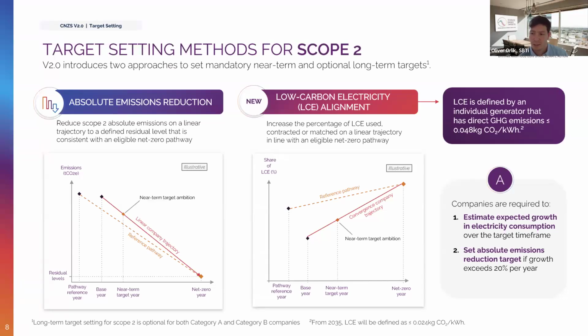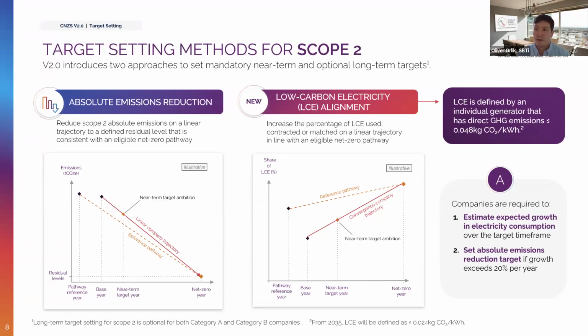But if you're moving towards low carbon electricity as a target, you will then steadily decarbonize those overall scope 2 emissions. We have a bit of a safeguard in there, which is if you are expecting to grow your electricity consumption by over 20% a year, you're required to set an absolute emission reduction target because we need those companies to have a long-term view to reducing those emissions.